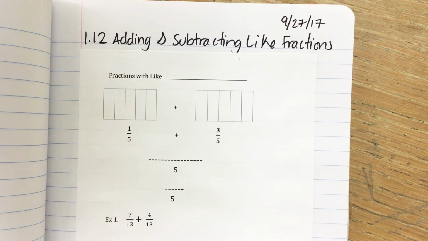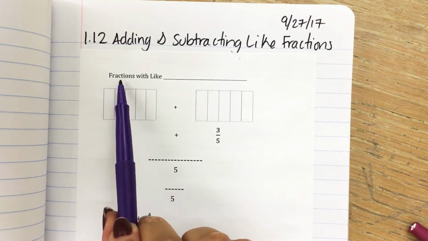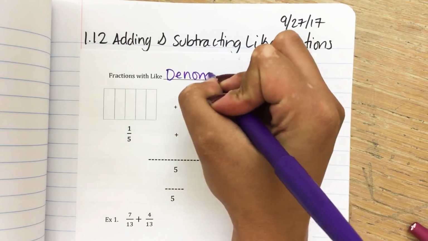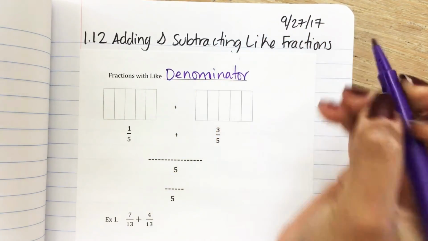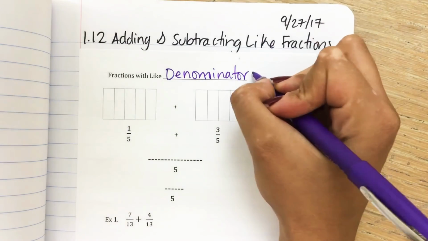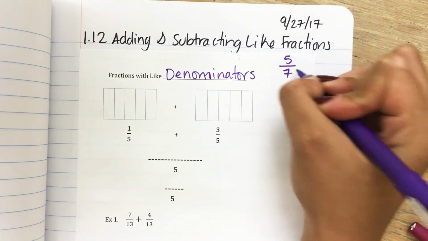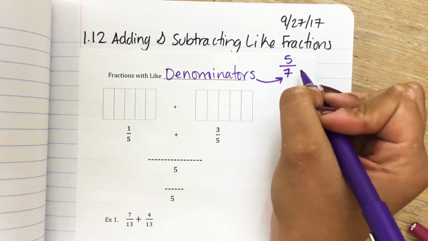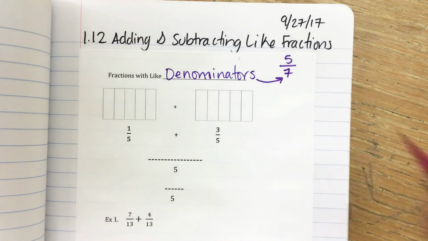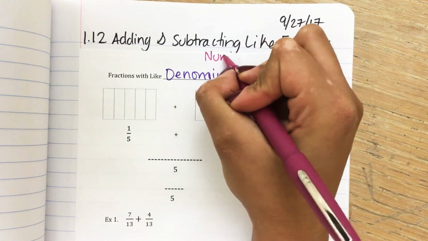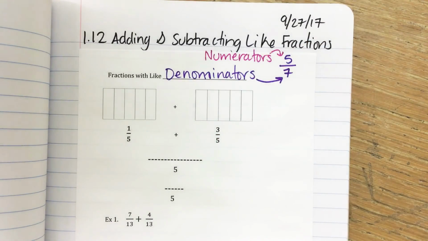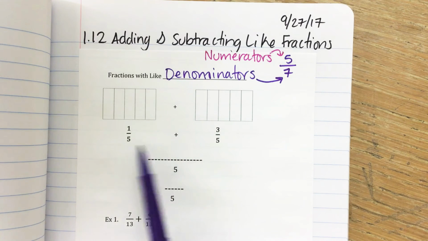Okay, so I'm going to go ahead and get started. Today we're going to be talking about fractions with like denominators, which is the same thing as saying like fractions. Let's say we have 5 over 7. The denominator in 5/7 is the 7, the number on the bottom. The number on the top is called the numerator, so that's the 5. Let's go ahead and look at this first diagram.